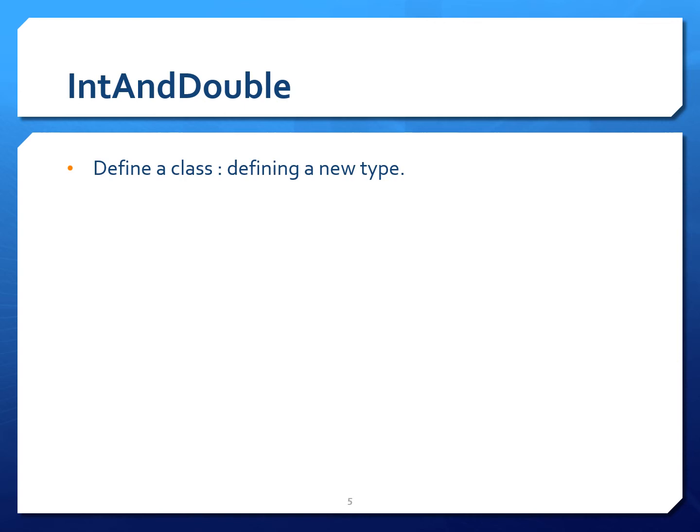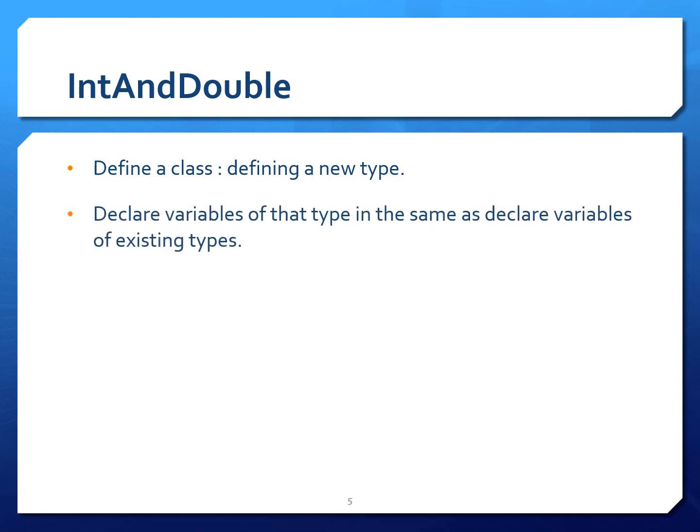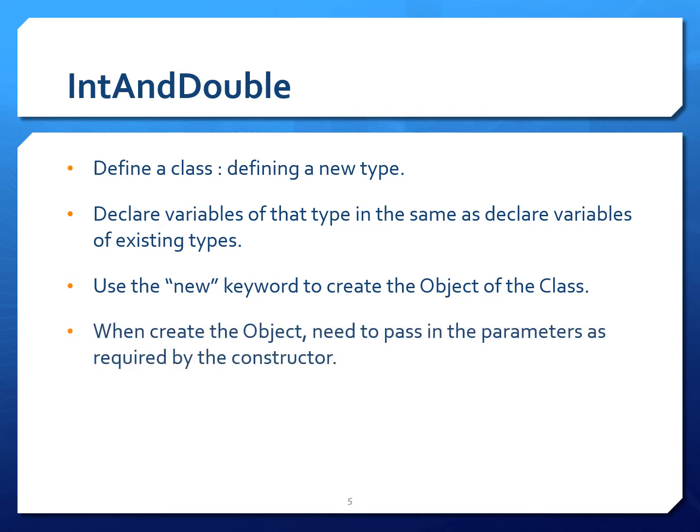Defining a class is like defining a new type. Having defined a class, we can then declare variables of that type in exactly the same way that we declare variables of existing types. Use the new keyword to create the object of the class. When we are creating the object, we need to pass in the parameters as required by the constructor.